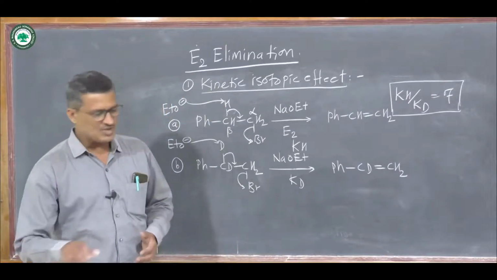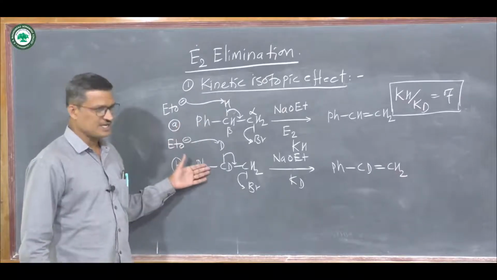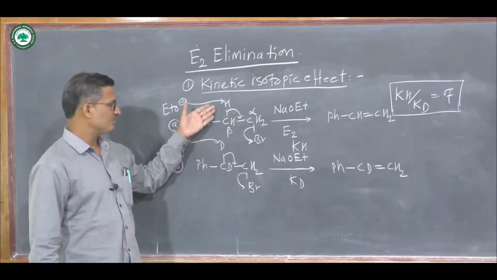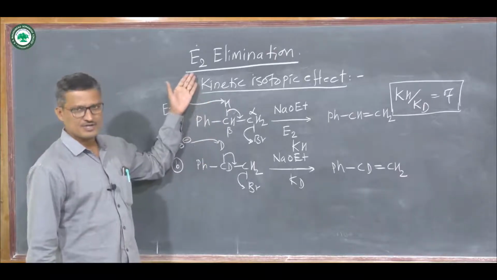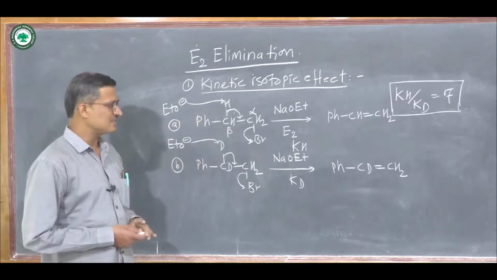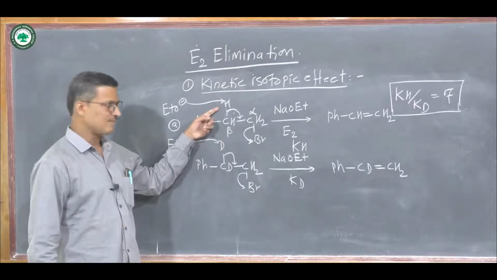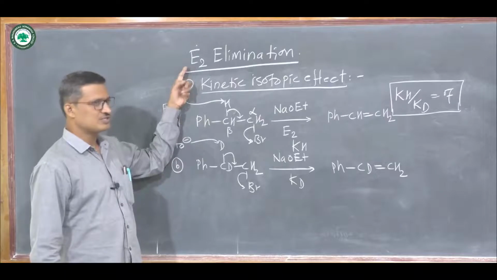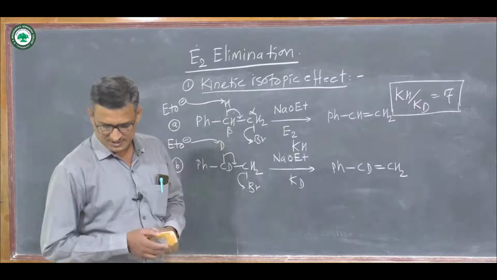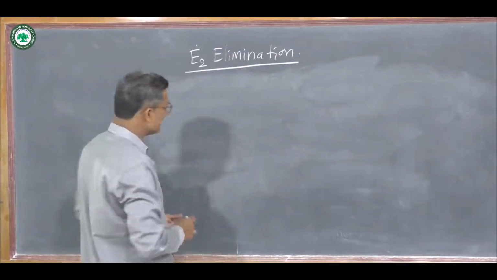It means E2 elimination shows a kinetic isotopic effect. It indicates the bond between beta carbon and hydrogen is broken in a slow step in an E2 mechanism. Just now in the mechanism we already discussed that the bond between beta carbon and hydrogen is broken in a slow step. So that's why the E2 elimination shows the kinetic isotopic effect. So this is the first evidence. Then the second evidence is there, and it is called the elemental effect.